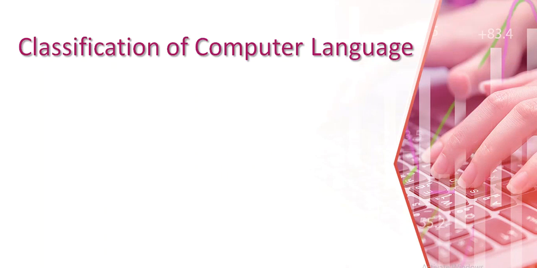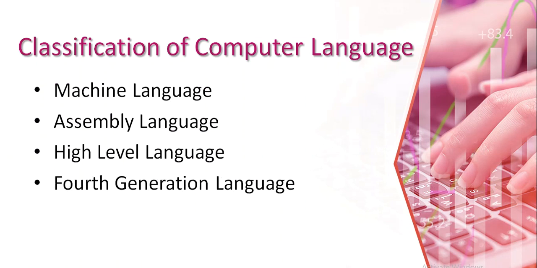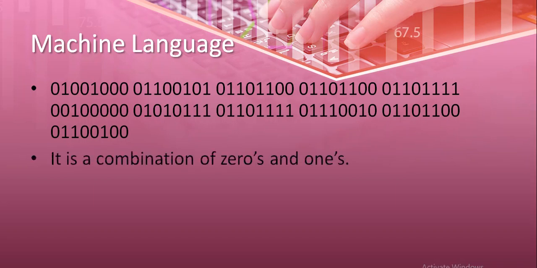Now let's see the classification of computer languages. First is machine language, second is assembly language, third is high level language, and fourth is fourth generation language. Now let's learn about machine language. Can you see some numbers on the screen? Can you read these numbers? This is what a computer understands. This is your machine language with zeros and ones. The computer reads this text as hello world, but we cannot understand this. We understand it only in the form of zeros and ones.